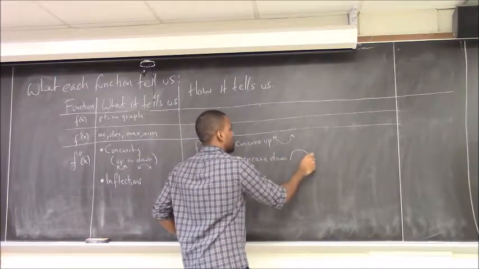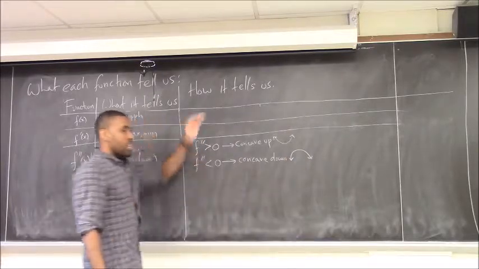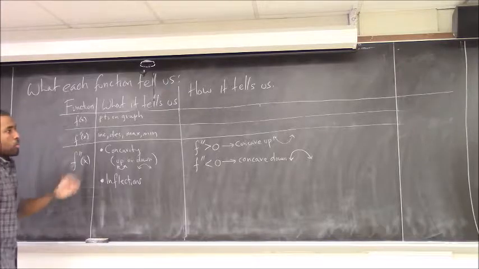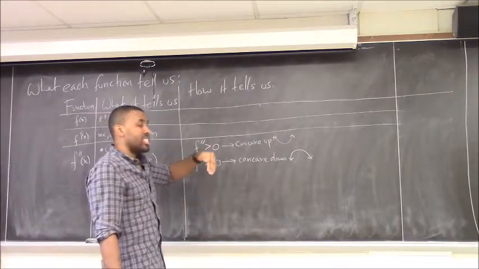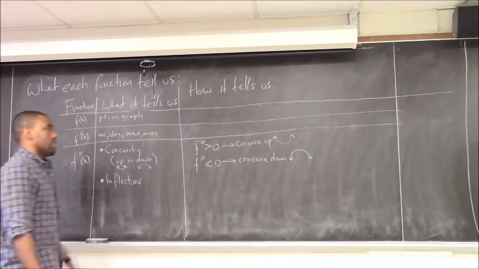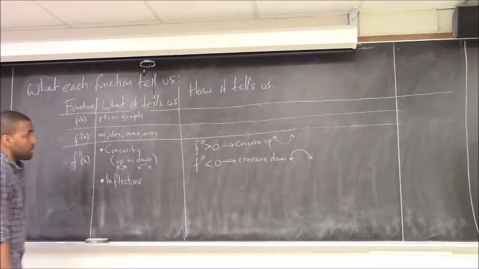That means you're shaped like a frowny face. Meaning if you're increasing at a slower rate, you increase by less over time. Whereas if you're decreasing, you decrease at an increasing rate, which means you decrease by more over time. And so that would give you a concave down behavior.